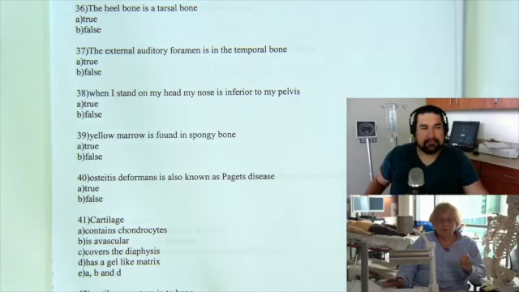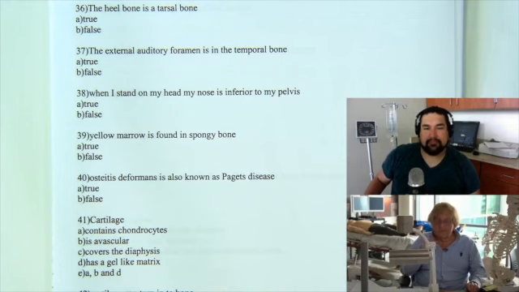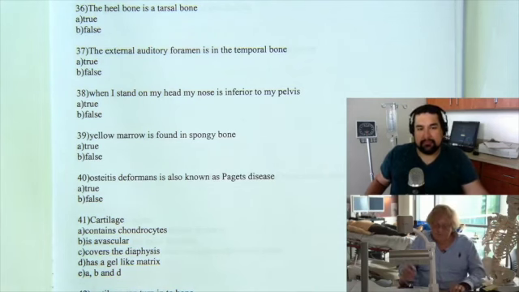So it says my nose is inferior to my pelvis. Well, let's see. My nose is superior to my pelvis. But this says when I stand on my head. Well, that's fine that you said I'm standing on my head, but I always describe something as in the anatomical position. So therefore that is false.